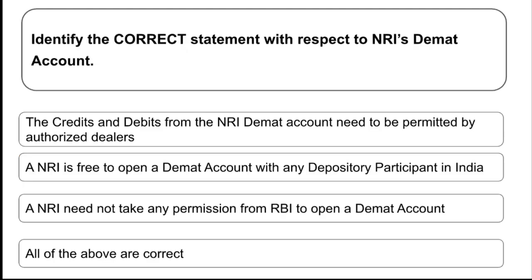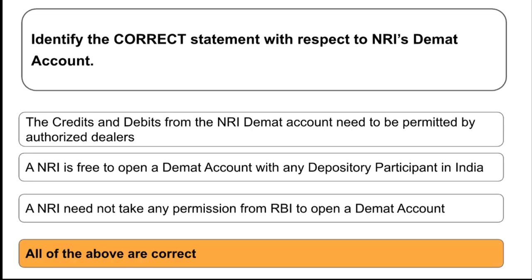Going to the next question. Identify the correct statement with respect to NRI's demat account. Options are: A. The credit and the debits of the NRI demat account need to be permitted by the authorized dealers. B. NRI is free to open demat account with any depository participant in India. C. NRI need not take any permission from the RBI to open demat account. D. All the above are correct. So the correct answer is all of the options above are correct with respect to NRI's demat account.